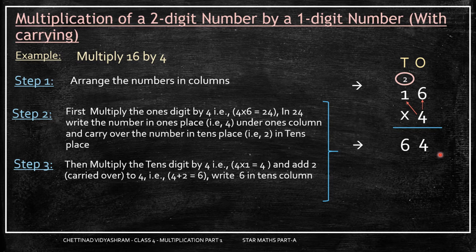Understood, children? What they are saying is, after finishing the ones place, moving on to number in tens place, start multiplying the number, which is 4 ones are 4. Now we have got one number which is carried over. So 4 ones are 4 plus 2, which is 6. So write 6 under tens place. So the product here is 64. Clear, children?